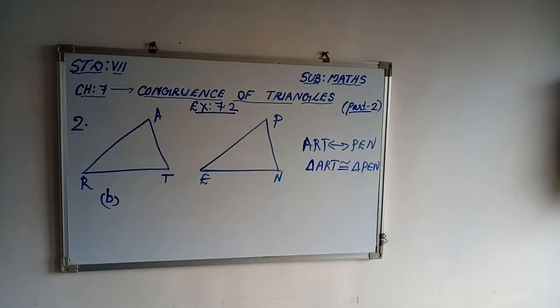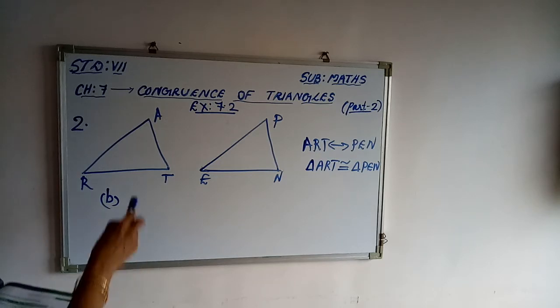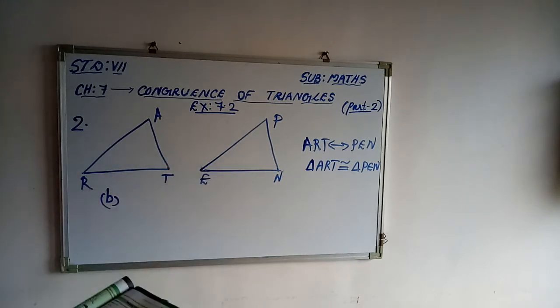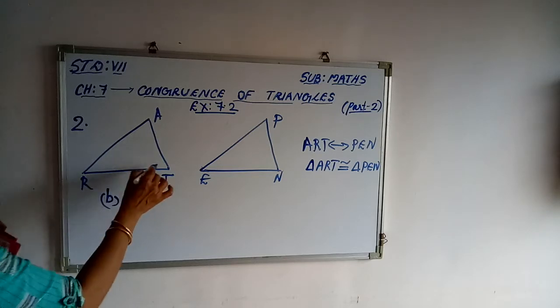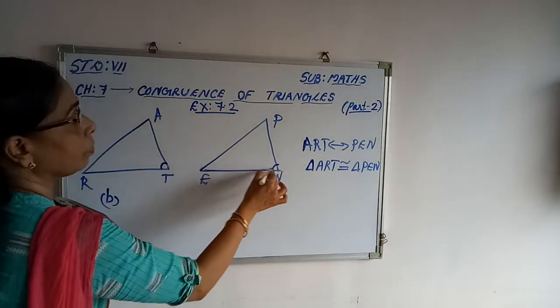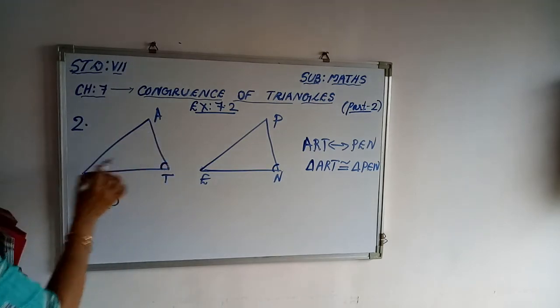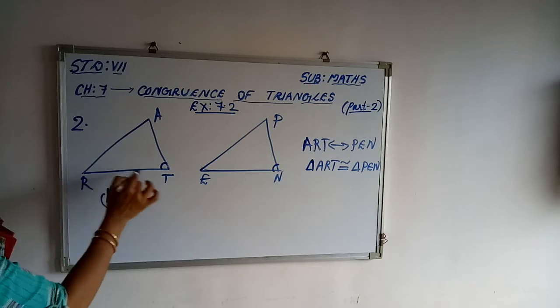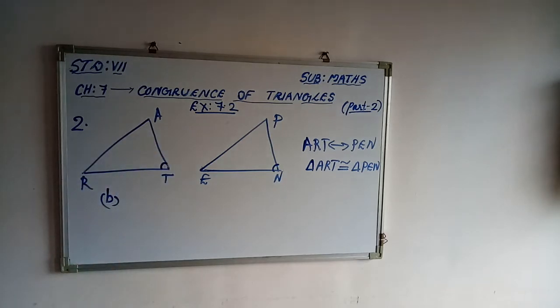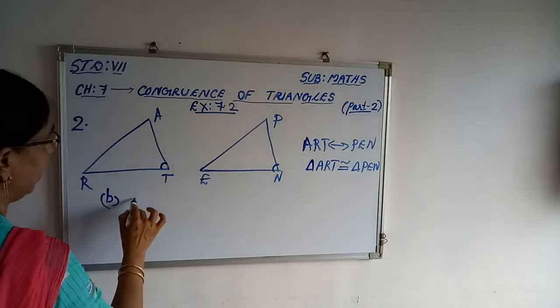Now see, if it is given that angle T is equal to angle N, and you have to use the SAS criterion. You know SAS means two sides and the included angle. So if these two angles are equal, which are the two sides in which this angle is coming? That is RT and AN. So first we can write RT will be equal to AN.